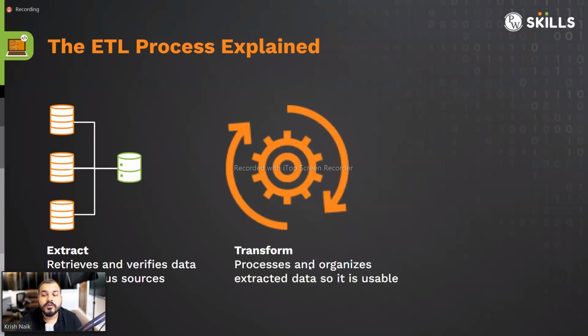But after this, we also have to do something called transform. Transform basically means process and organize extracted data so it is usable. The data may be in JSON format. Probably it may have a lot of unnecessary things. So I may have to do some kind of transformation, some kind of cleaning of that raw data so that I make it in the right format so that I'll be able to give it to the data analyst. So T basically means transform.